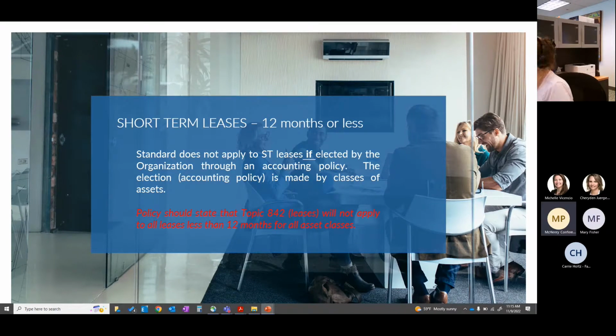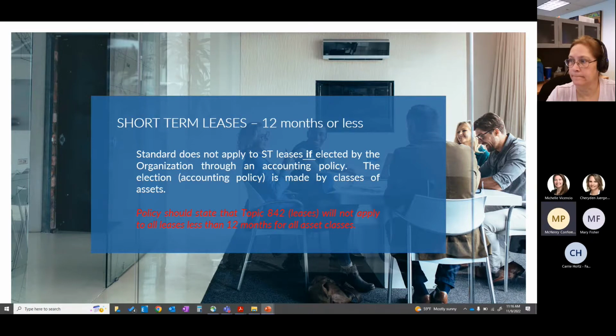And then the short-term lease with the 12 months or less, the standard does not apply if elected by the organization through an accounting policy. So there are two different times within this lease standard that there's going to be a new policy that we suggest is implemented by the organizations. And so this policy states that this lease standard is not going to apply for leases that are less than 12 months of all asset classes. So they want you to put this policy in place, even though it's exactly what the standard says. They want you to be able to bring it to the board and implement that so that going forward, you don't have any confusion of what is or is not a short-term lease.